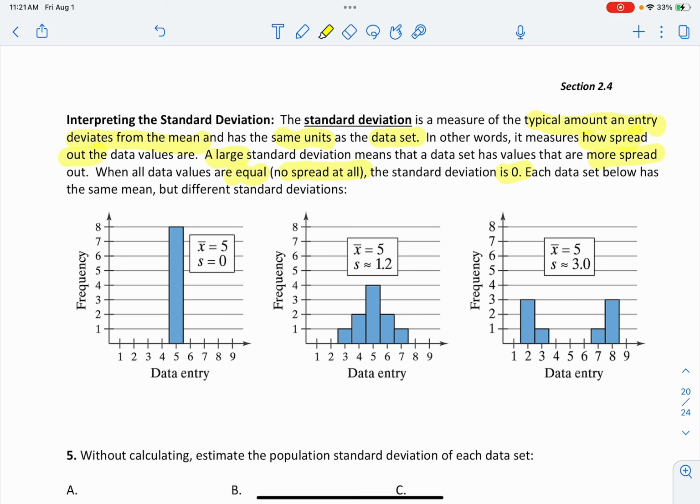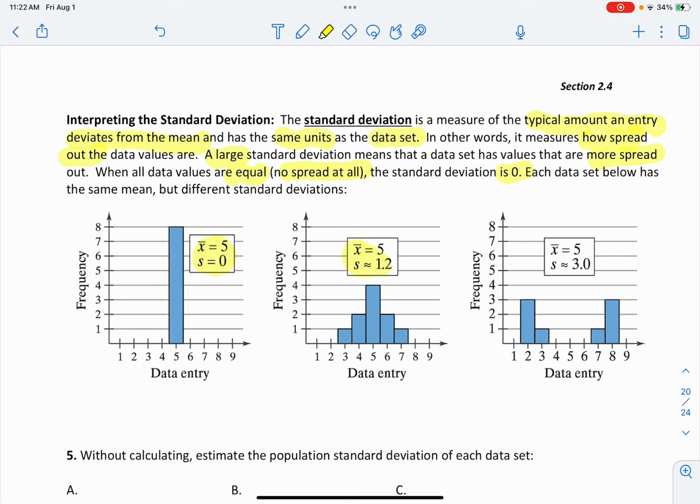So here's a few examples where all of these have a mean of 5, but they have different standard deviations. This first one has a standard deviation of 0, and that's because all the data values are 5. There's no spread. No spread, no standard deviation.